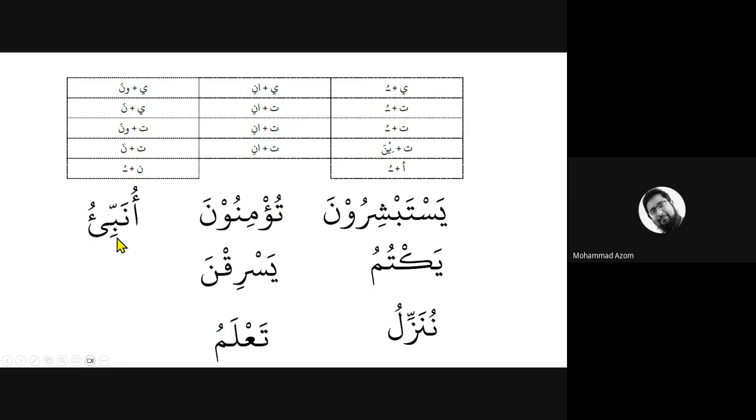Unabbiu. Obviously it's ana, it's I, like the ana sound and the alif sound. That's the only one with alif, ana. So it's very easy. Unabbiu. Okay.